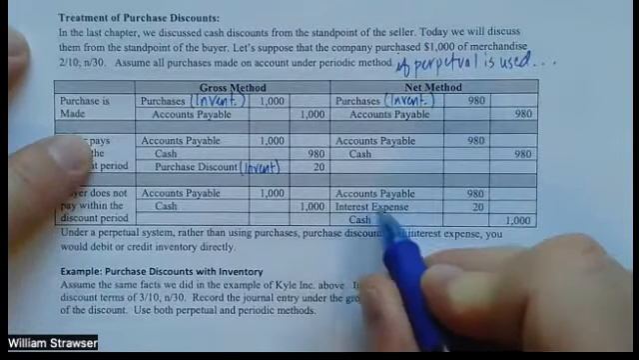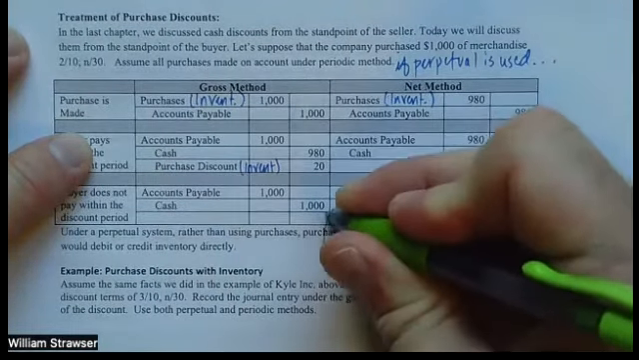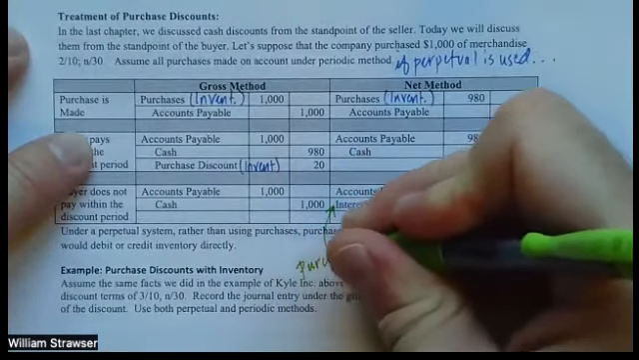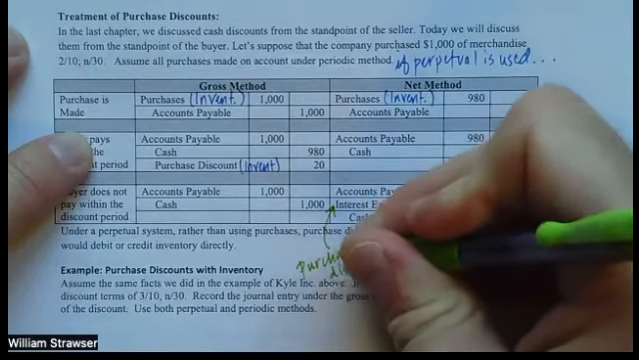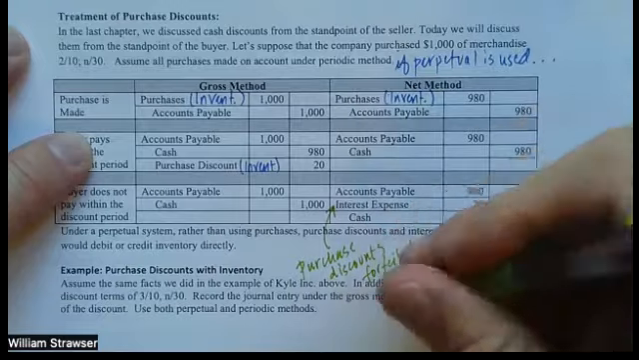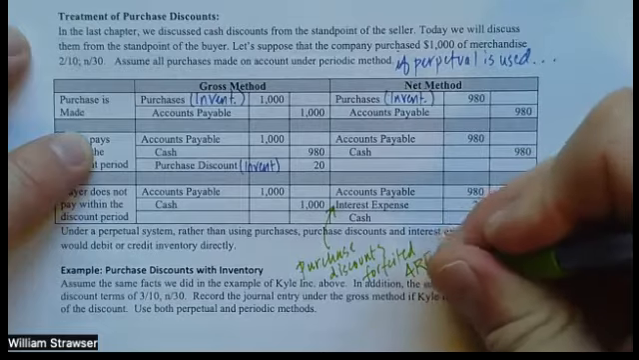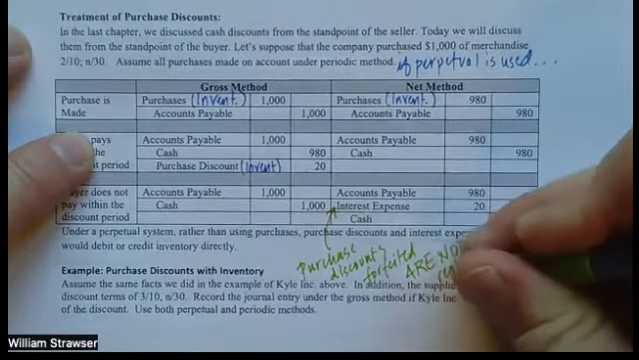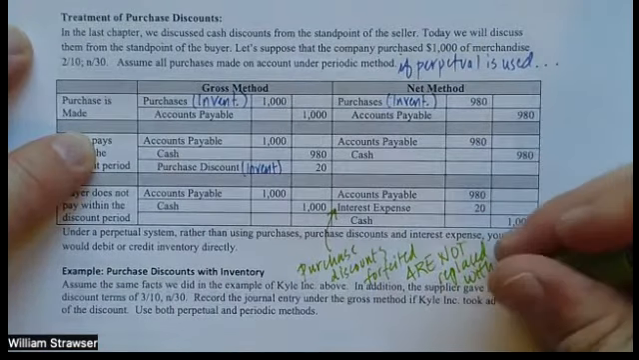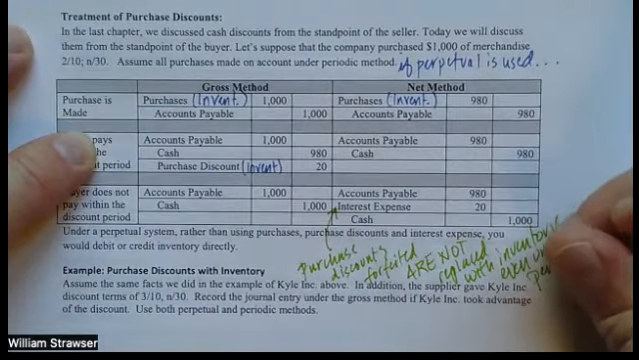The one thing that does not get replaced is this item right here. I call it interest expense here. It can be called purchase discounts forfeited, and it is not replaced with inventory, even under the perpetual method.